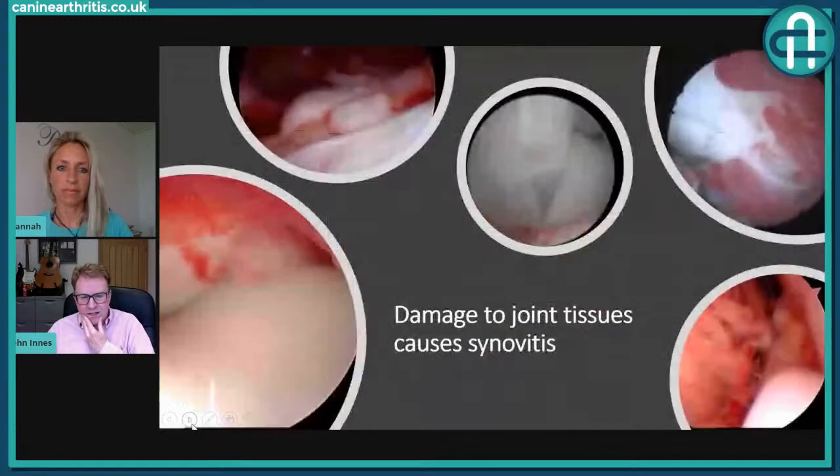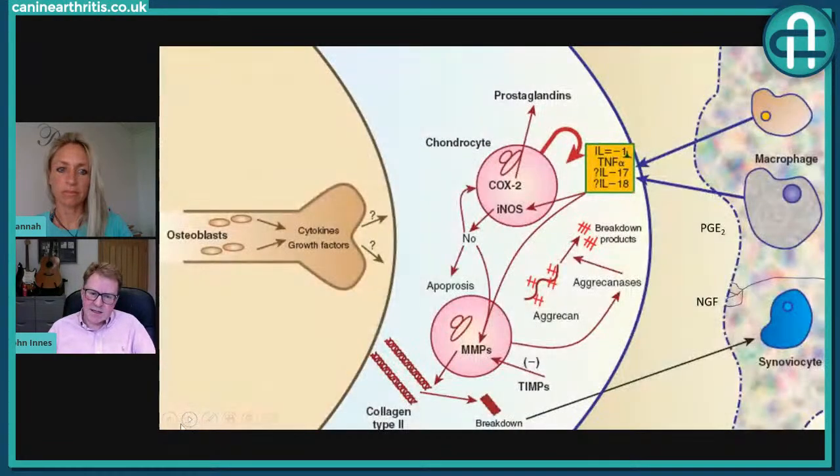Great, next slide, please. So damage to joint tissues, such as an injury to ligaments or a fracture of the joint or instability of the joint, causes inflammation of the joint capsule, which is known as the synovium, and we call that synovitis. And all of that red tissue on those images is synovitis. And the synovium grows and becomes more florid as that inflammation progresses. That's what it looks like.